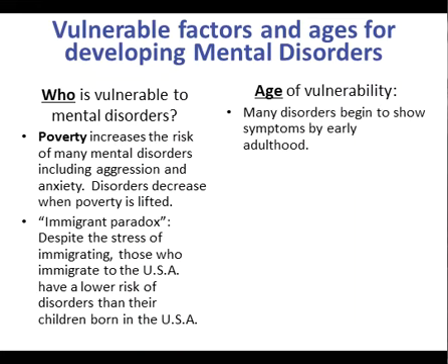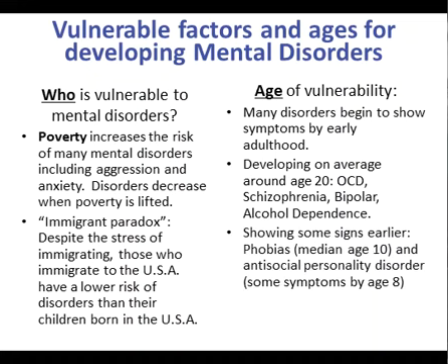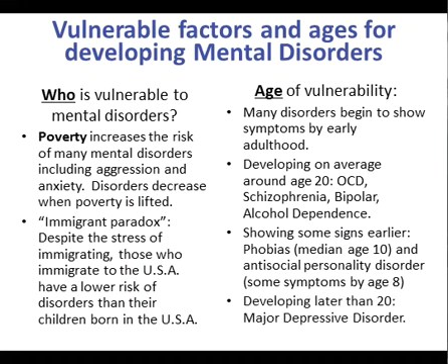Age vulnerability. Many disorders begin to show symptoms by early adulthood, developing on average around 20 for OCD, schizophrenia, bipolar, and alcohol dependence. Showing some signs earlier are phobias around the age of 10, and antisocial personality disorder, with some symptoms by age 8. And developing later than 20, major depressive disorders.